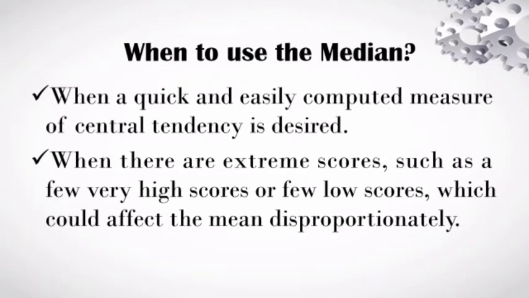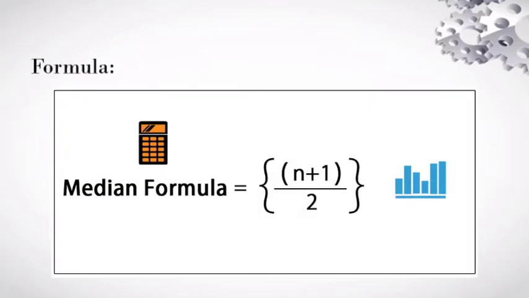When a quick and easily computed measure of central tendency is desired, and when there are extreme scores, such as a few very high scores or a few low scores, which could affect the mean disproportionately. So this is the formula: n plus 1 over 2.